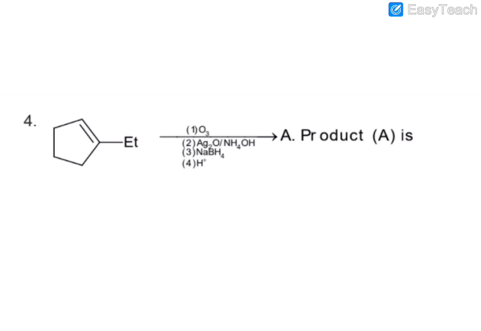Hello students. The question is: 1-ethyl cyclopentene reacts with 4 reagents. Then what is the product of E? Then students, first of all, the reaction with the ozone.